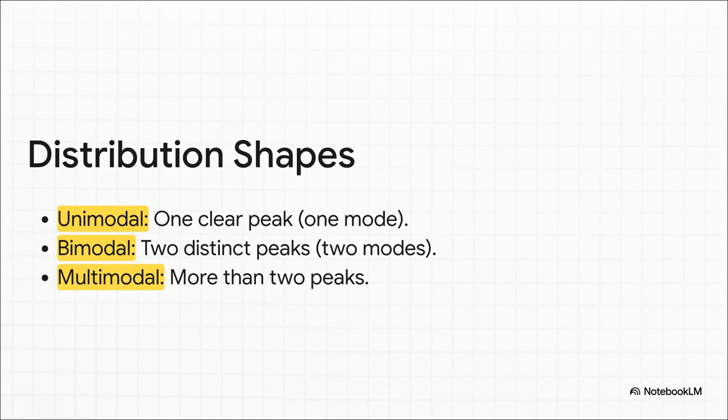And a quick side note on that, a data set can have just one mode. We call that unimodal, but sometimes you might see two distinct peaks. That's bimodal. You could even have more. The number of modes tells you something interesting about the actual shape of your data.